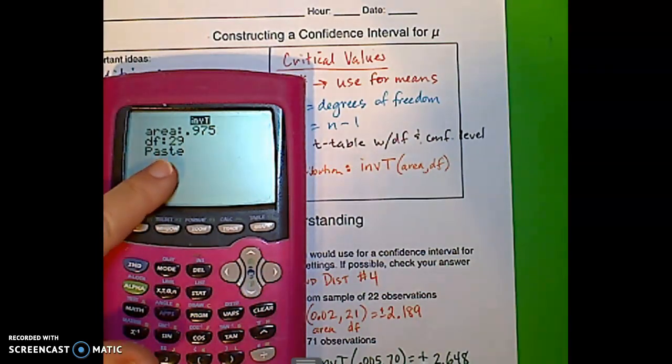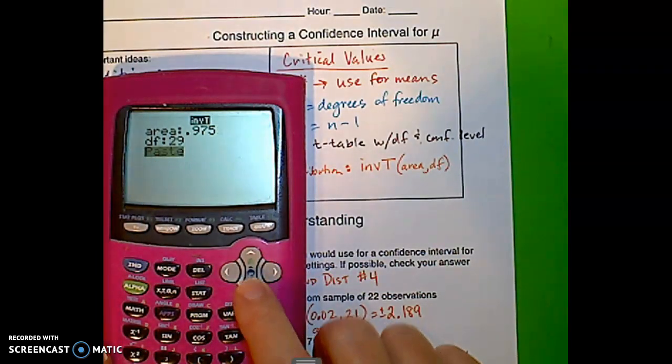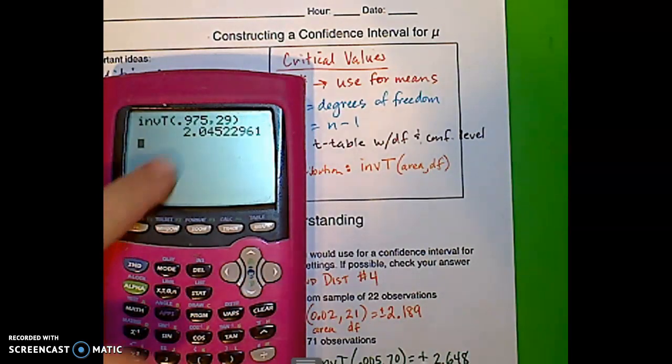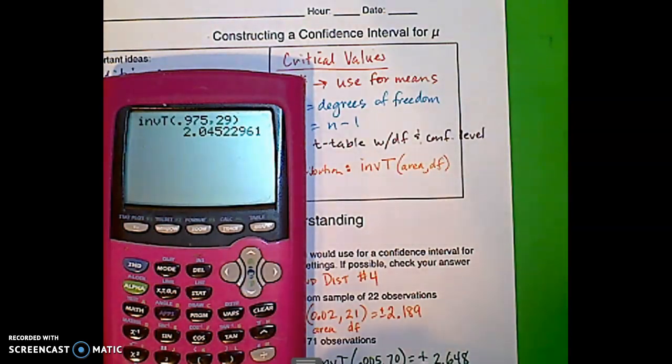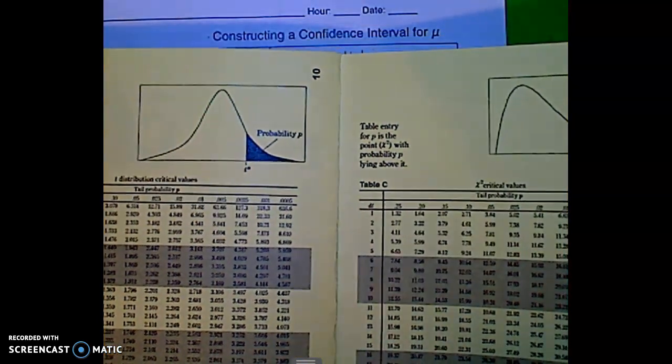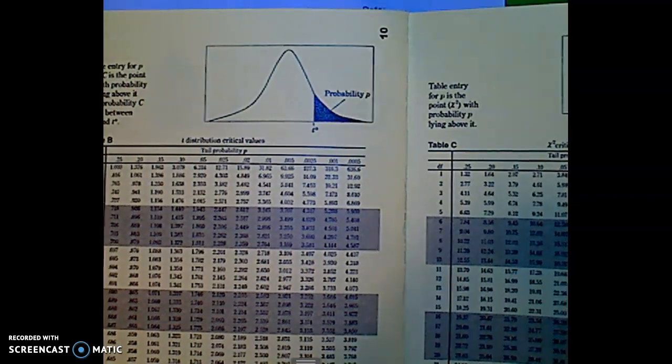Degrees of freedom are 29. That's our sample size minus 1. So we'll go ahead and put that in and then paste that. And it'll calculate our T critical value, 2.045. We can use that to get our T-score. Remember, this just substitutes for the same thing we would do with our table B, which is on page 10.